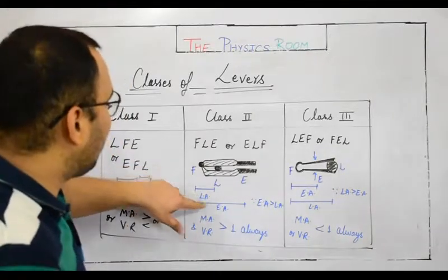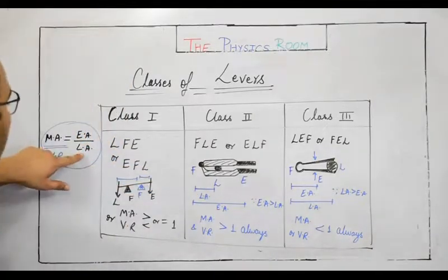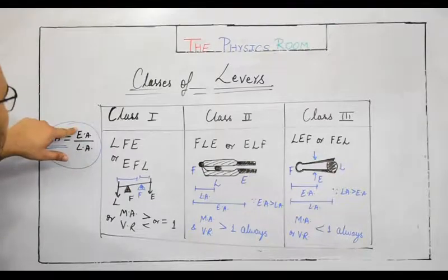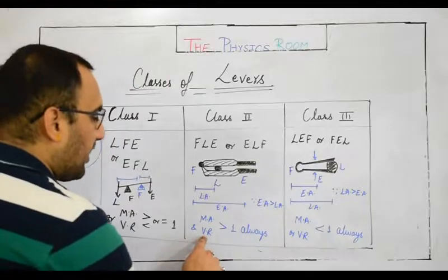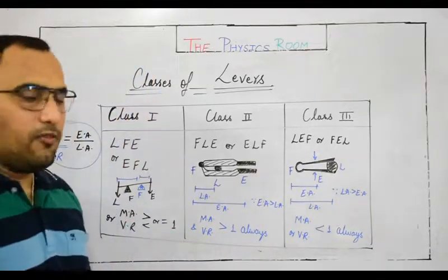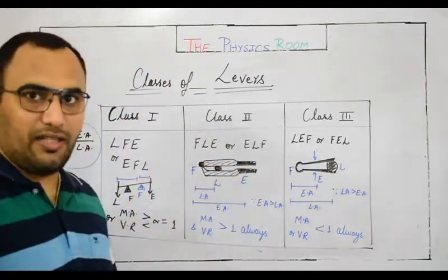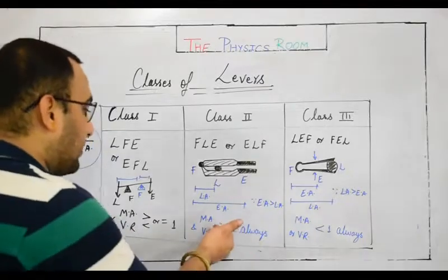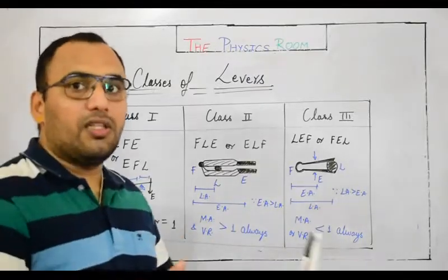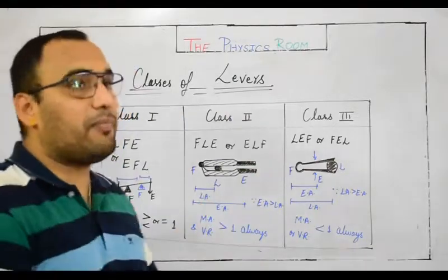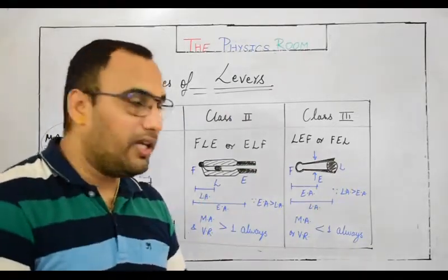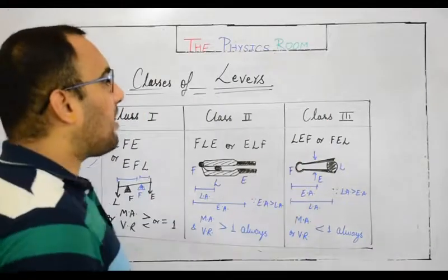The load arm is lesser than the effort arm, and if the load arm, the denominator, is lesser than the numerator, the answer will be greater than 1. So the mechanical advantage and velocity ratio will always be greater than 1 for class second levers particularly. And if it is greater than 1, we are talking about force multiplier devices. So class second levers are simply called force multipliers. Okay. Now let's talk about class third levers.